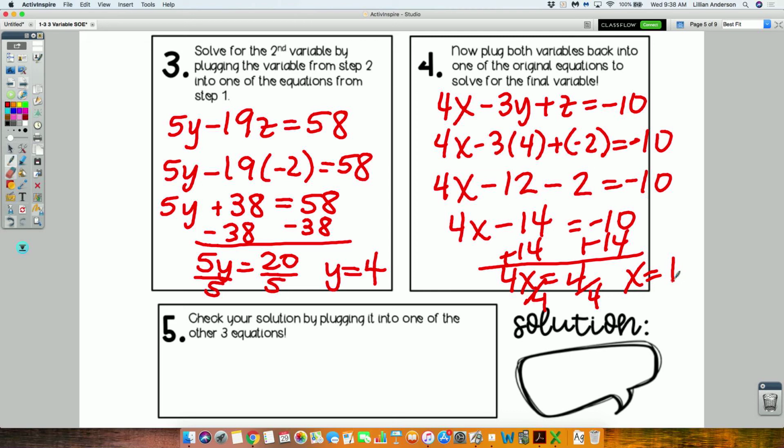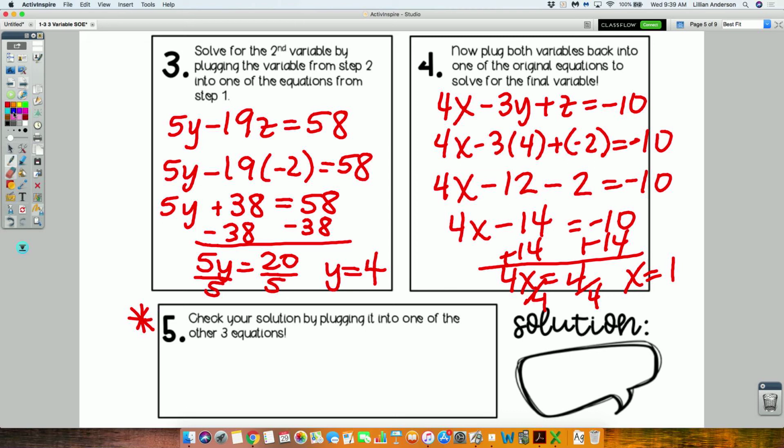Now listen, you did all of that work. Check it, okay? We talked about how to check your solutions the other day, but this is definitely a key step in step 5. Check your solutions by plugging into one of the other 3 equations, right? Since we used the first equation to find our final variable, don't use that one to plug it in. Use a different one. So since we use A to do step 4, let's use B or C to check it.